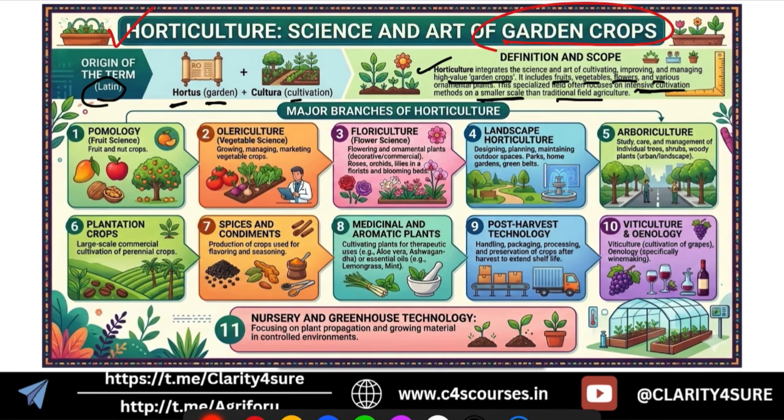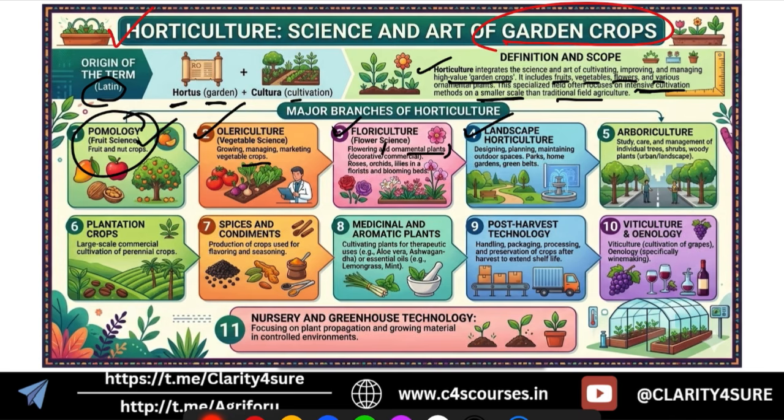Okay, so we have different branches of horticulture. First is pomology. It is about fruit science, right? Fruit and nut crops. Then olericulture, it is about vegetable science: growing, managing, marketing vegetable crops. You will get confused between oleri and arbori, so please pay attention. Then floriculture, flora is flower, right? So it is about flowering and also ornamental plants. Remember, flowering plus ornamental plants, which includes roses, orchids, lilies, etc.